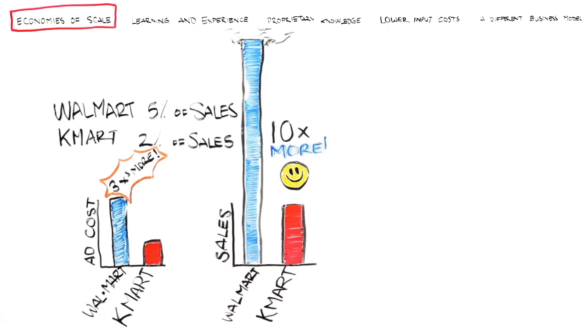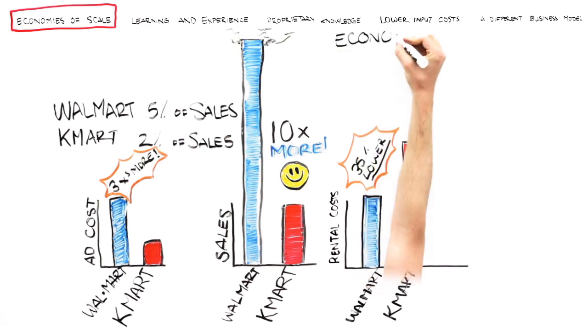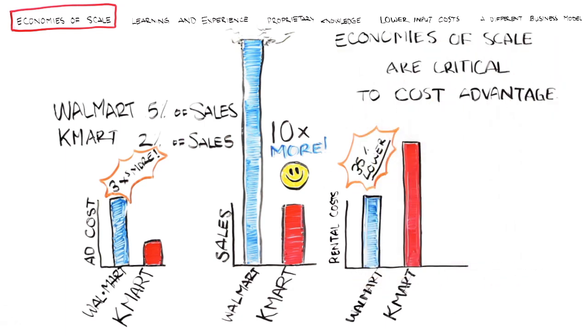In similar fashion, Walmart sells roughly 35% more volume in each store compared to Sears Kmart. This means that Walmart can spread the same rental cost per store across higher sales volume. The result is effectively a 35% lower specific rental cost for Walmart. Thus, economies of scale are critical to Walmart's cost advantage over Sears Kmart.